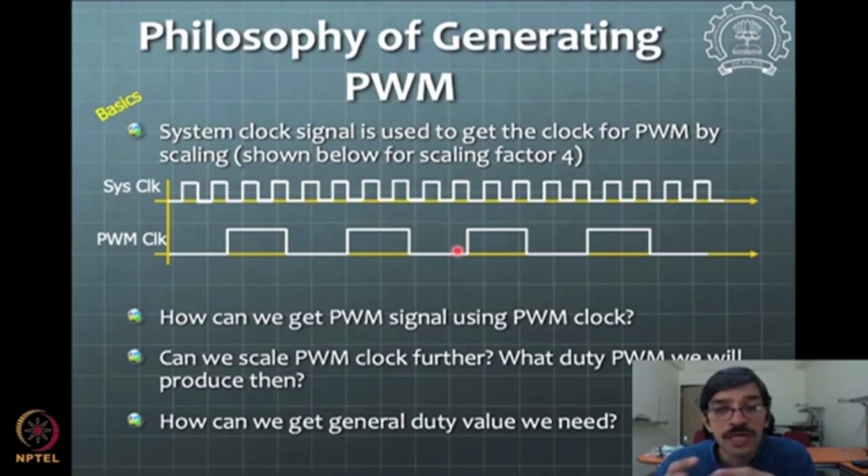Now using that clock we want to get our PWM frequency and somehow the duty cycle. Can you think of a way to do that?